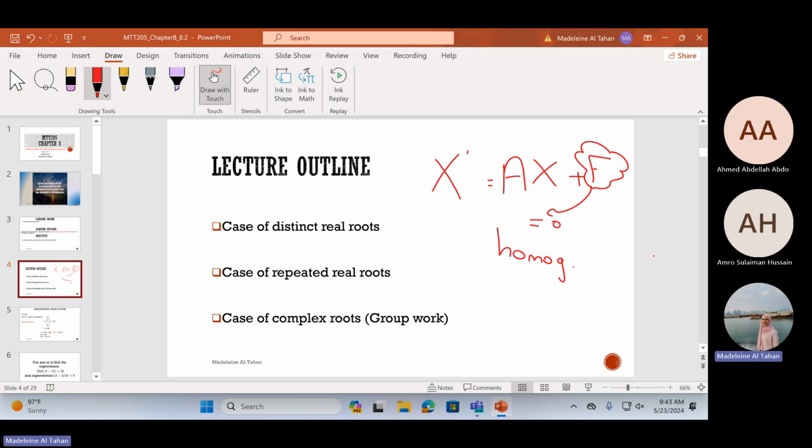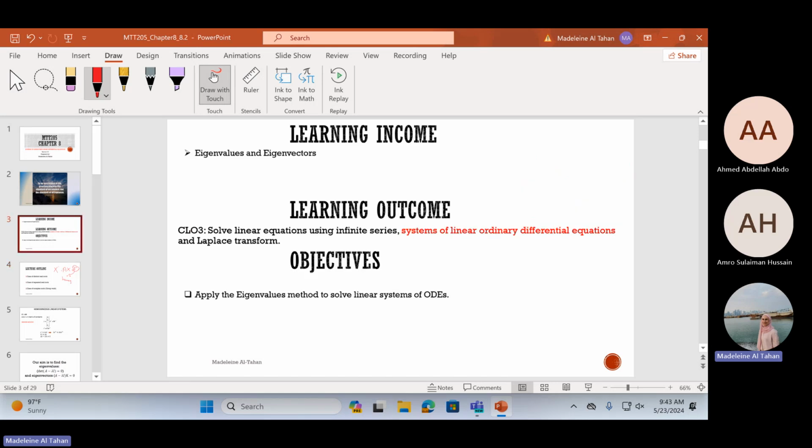We will cover more than one case. The first case, we will cover the distinct real roots. Until this one, we'll cover it today. So our objective is to apply which method? Eigenvalues and eigenvectors to solve first order linear systems of equations.